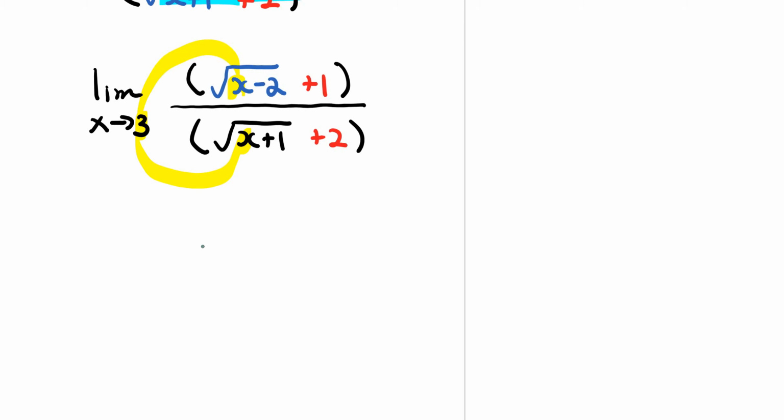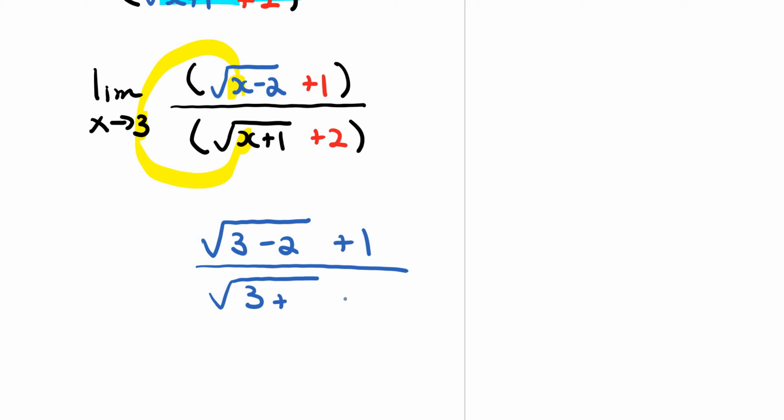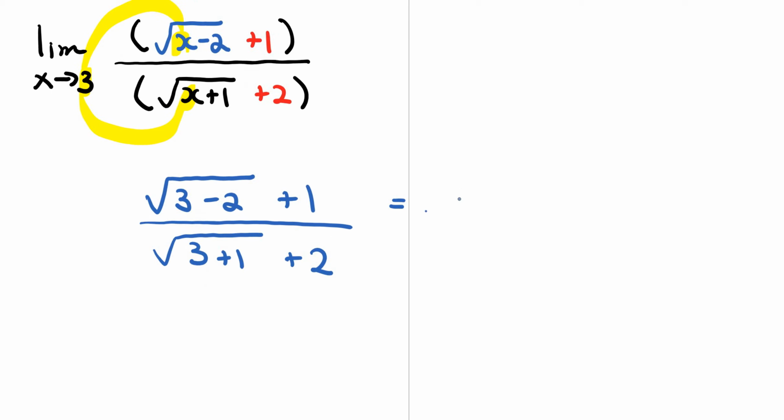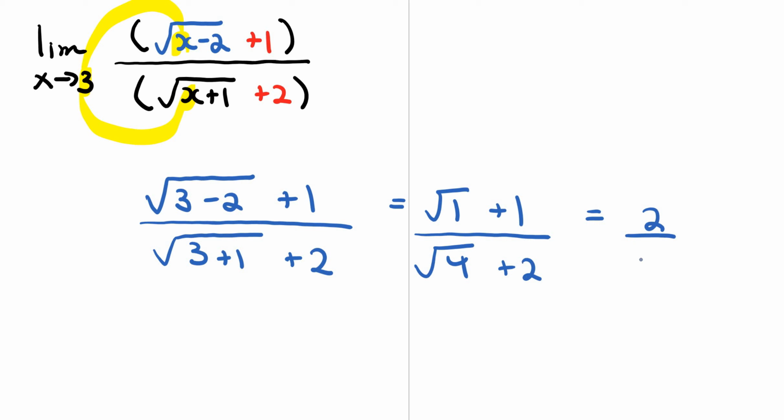If we apply direct substitution, we get 3 minus 2 plus 1 all over the square root of 3 plus 1 plus 2. So this will be the square root of 1 plus 1, all divided by the square root of 4 plus 2, which is really 2 divided by, well, that's going to be 2, so 2 plus 2 is 4, which is going to be 1/2.